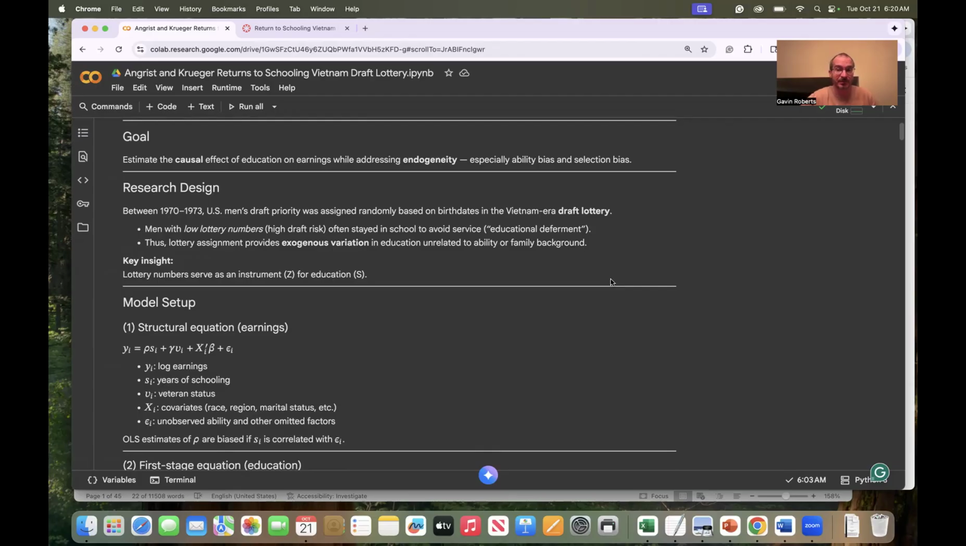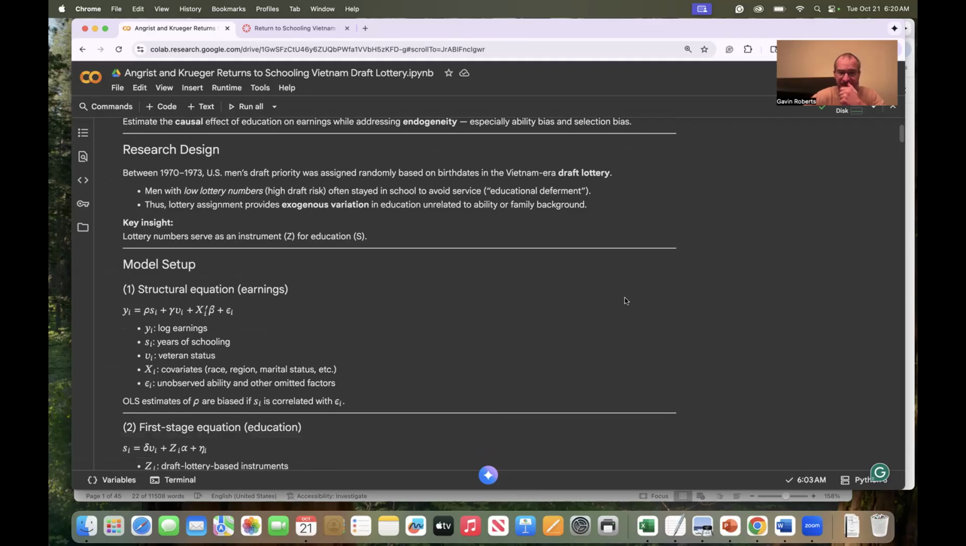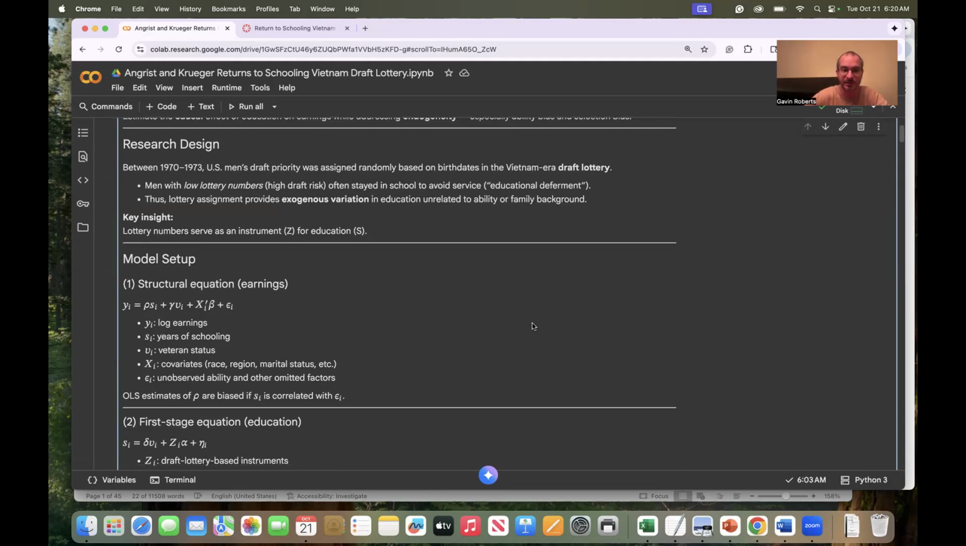Well, then that led to a behavioral reaction. People understood this, and men with relatively low draft numbers would choose to go to college because they might be able to get a draft deferment by choosing to go to college. So this led to exogenous variation in the amount of schooling, basically, because that choice was essentially random through selection in the draft.